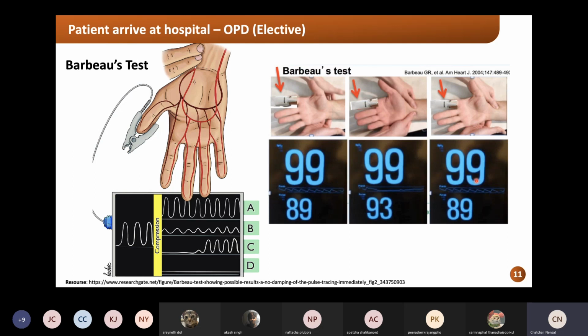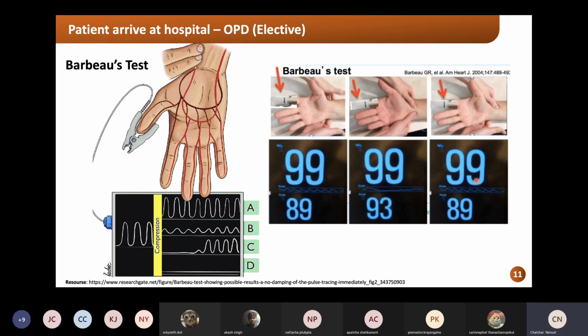And there is another test that will examine collateral circulation of the radial artery and ulnar artery as well. We call that the Barbeau test. And the principle of the Barbeau test is similar to the Allen test as well. But instead of observing with our naked eye, we will use the pulse oximeter, like I gave you a lecture about the pulse oximeter in the last semester, right?